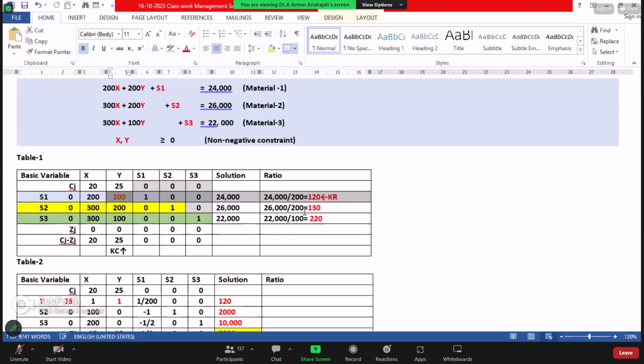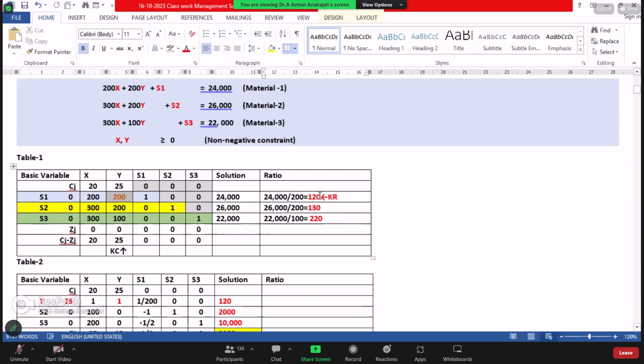Then the second one, if you look at this again, because this needs 200 units from material 1, 200 units from material 2, and also we need 100 units from material 3. Then 26,000 we divide by 200. That is 130. Then 22,000 divided by 100. That is 220. Out of these three, 120, 130, 220, we have to select the lowest one, the lowest positive one.